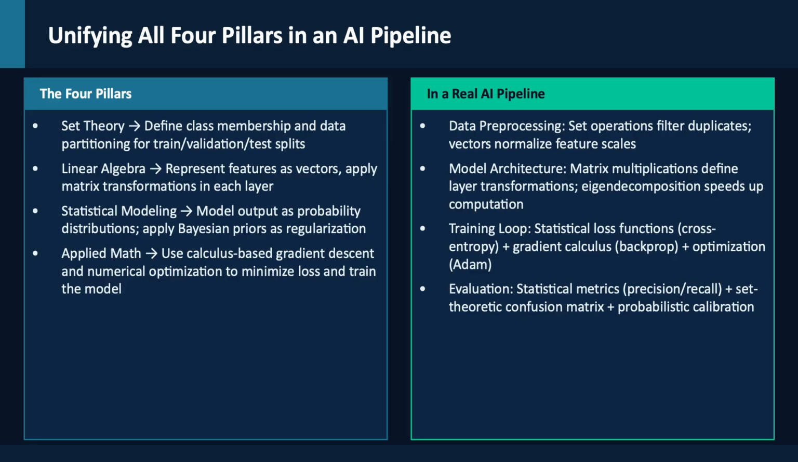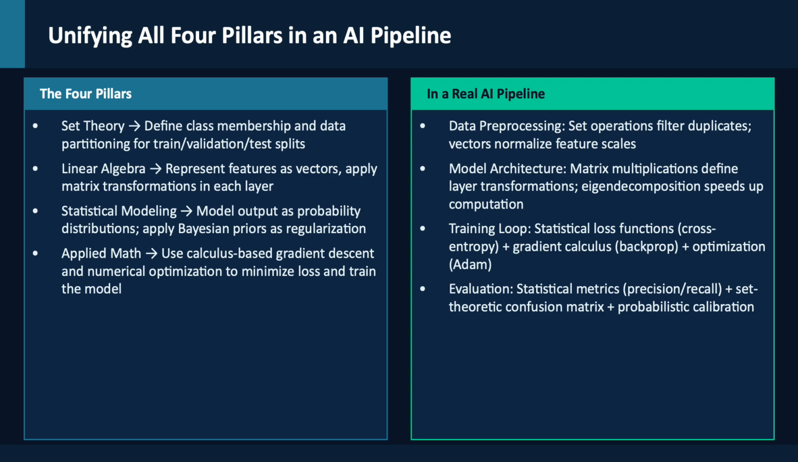So, unifying all pillars in the pipeline of artificial intelligence. Now we can see that all four ideas came together in a single real artificially intelligent system. None of them works alone. They are four ingredients in one recipe, and a good AI engineer needs to understand all of them to build something that works well. Think about building a self-driving car.